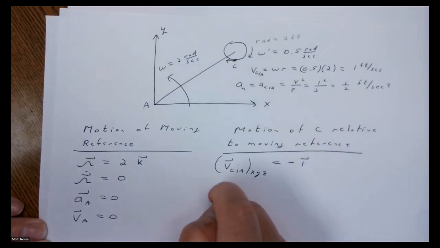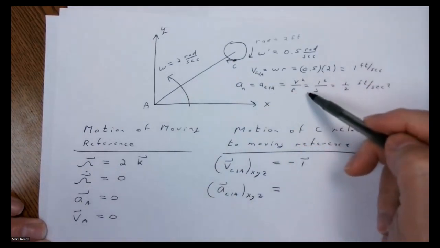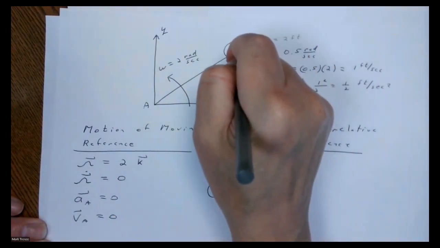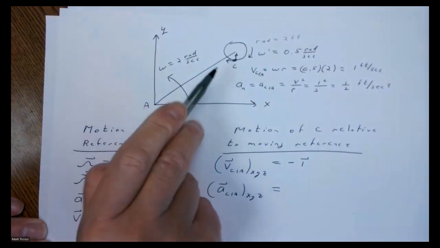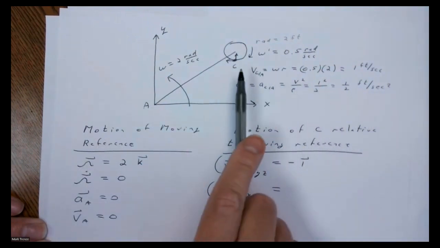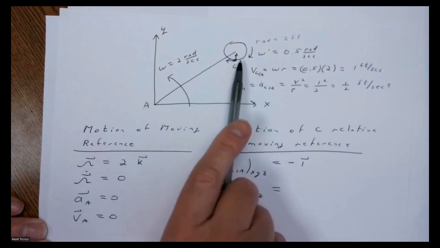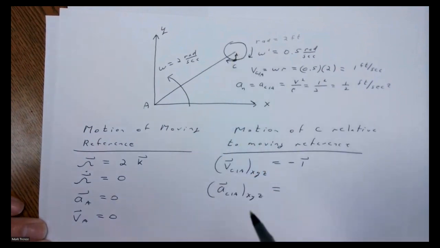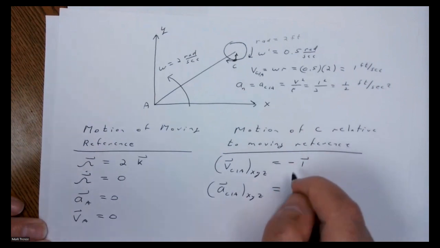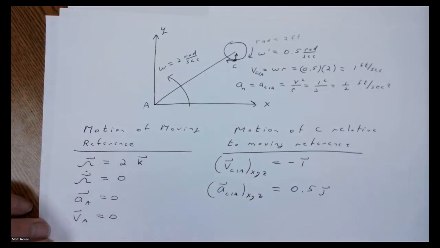And then the ACA XYZ. Now, in this case here, the normal, remember, is always toward the center of the object about which it's rotating. And so it's going to be in this direction. So that's going to look like it's in the positive Y direction. So that's going to be 0.5 J, like that.